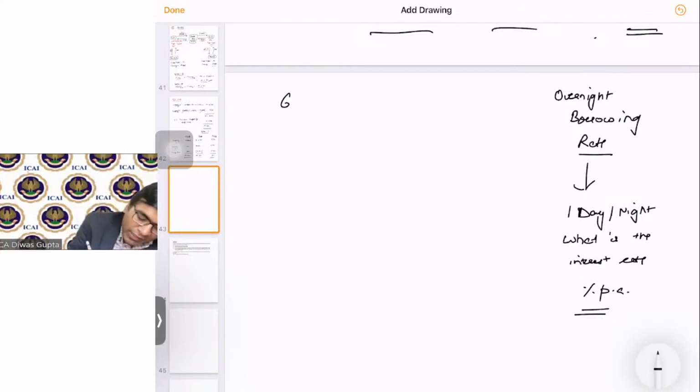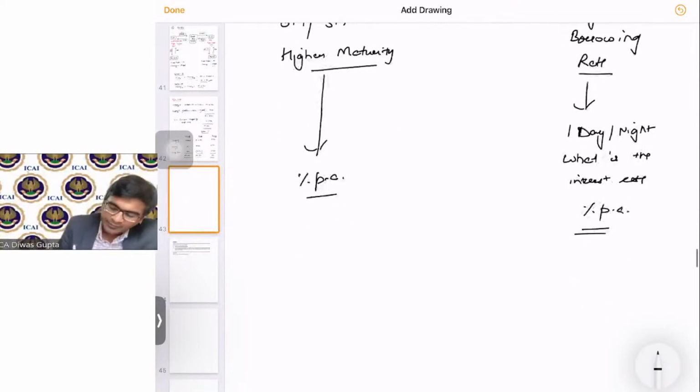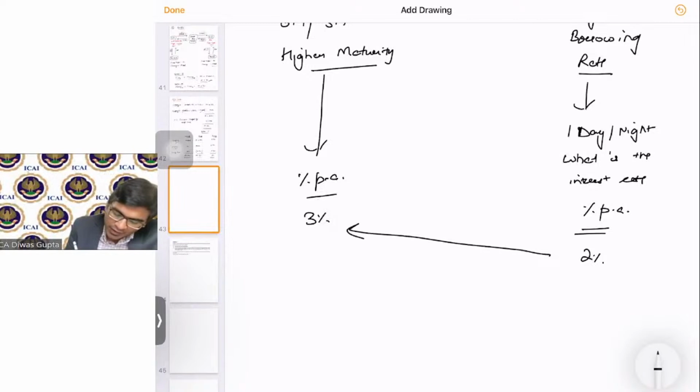Here, if I talk about 6 months, 3 months, this is higher maturity, correct? This is higher maturity. So this is also expressed in percentage per annum. But let's say this is 2% per annum. This is 3% per annum. So the difference between these two is the risk.